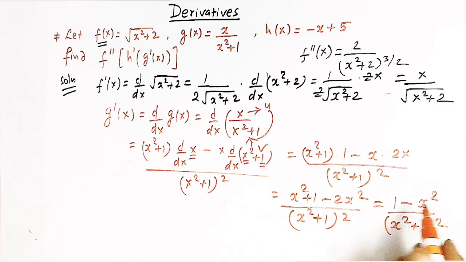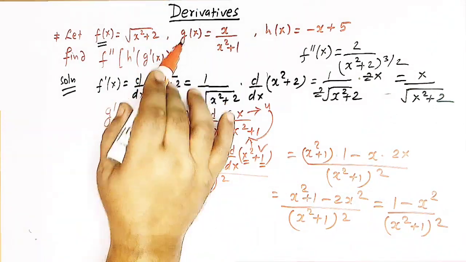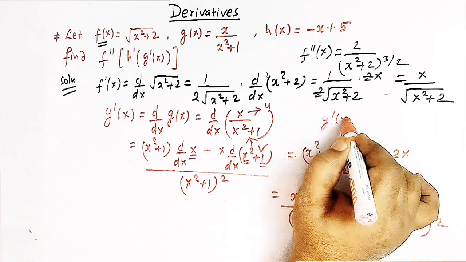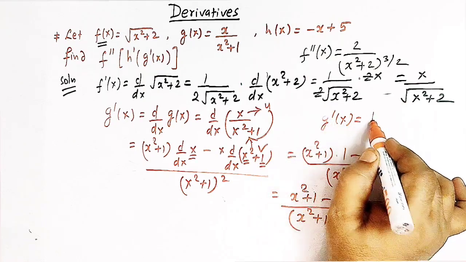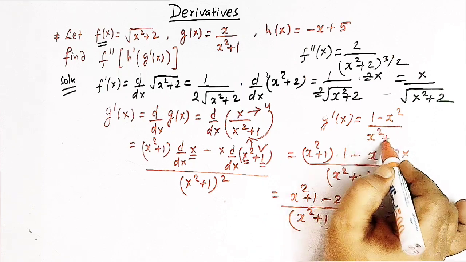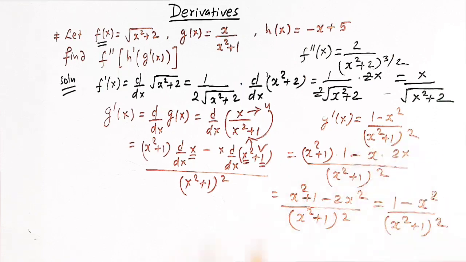So viewers, the derivative of this function g of x is given by this expression, that is 1 minus x square over x square plus 1 whole square.